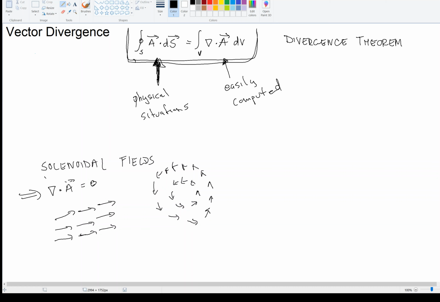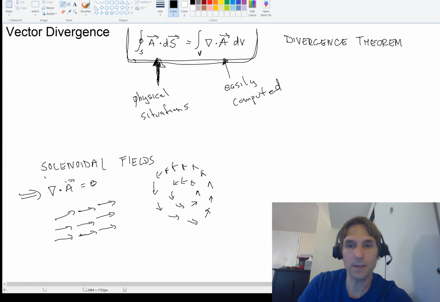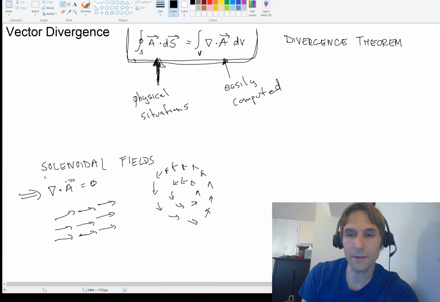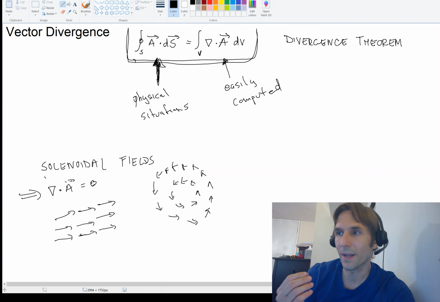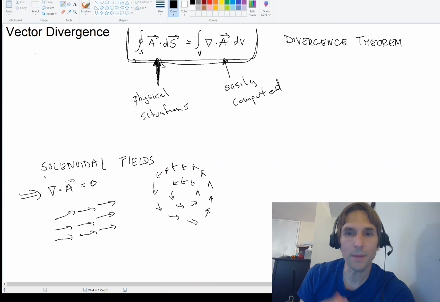Okay, so that was a lot, and hopefully you have some good understanding of vector divergence. You probably need to work out some of the examples in my example videos. But this is just the second of several types of derivatives that we're going to look at with vector fields. So we've got some more coming up. We've got vector curl and the Laplacian coming up. So I'll see you then.